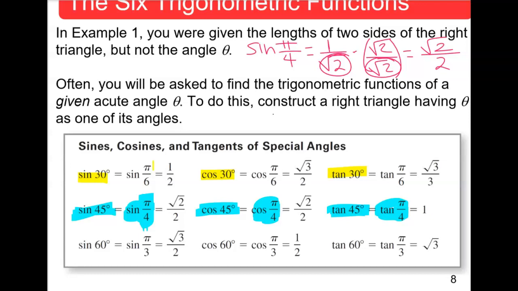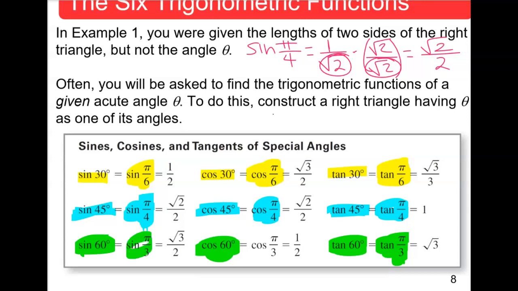And I skipped the pi over 6, which is the same as 30 degrees. Remember, the bigger the fraction, the smaller the part. So pi over 6 is smaller than pi over 3, okay? And of course, pi over 3 is the same as 60, so we have sine, cosine, and tangent. And in radians, 60 degrees is pi over 3. So there we have the first 3 for those 3 angles.